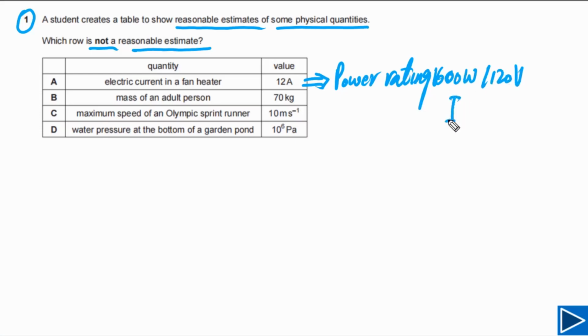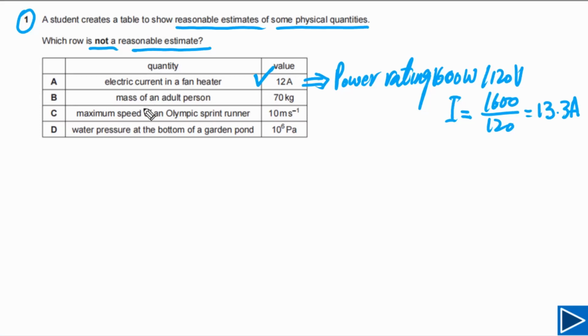From here we can find the value of I. So this will be 1600, the power, divided by V. This is approximately equal to 13.3 amps, and this value is close to the one given. So this is a reasonable estimate.